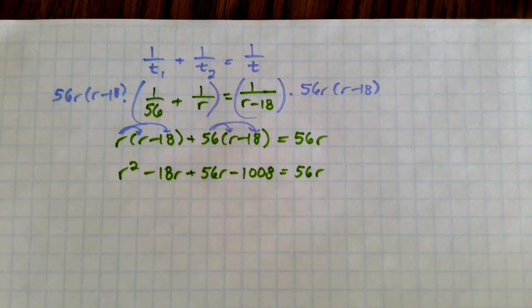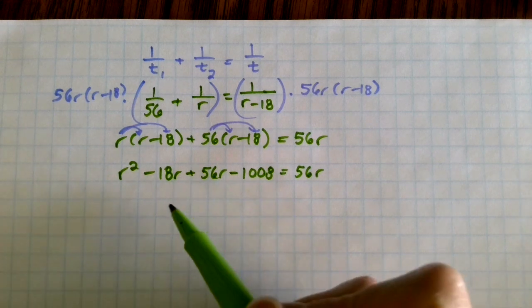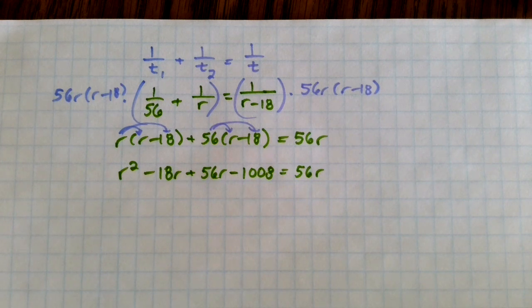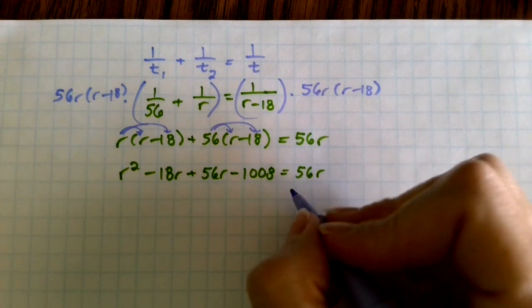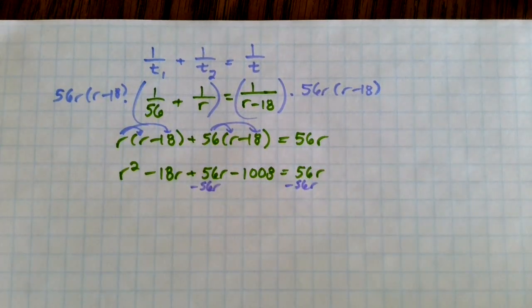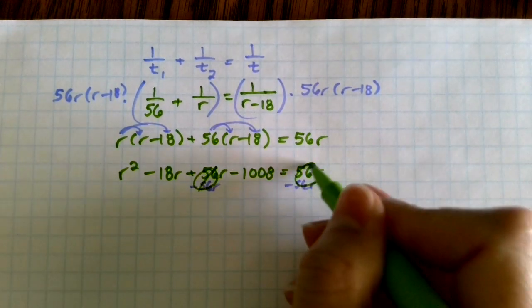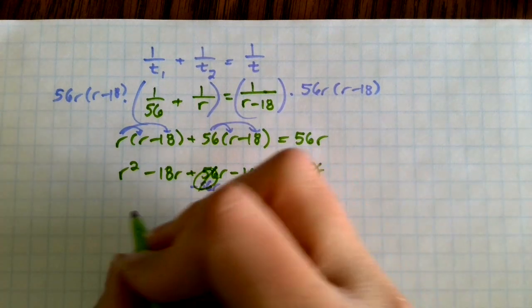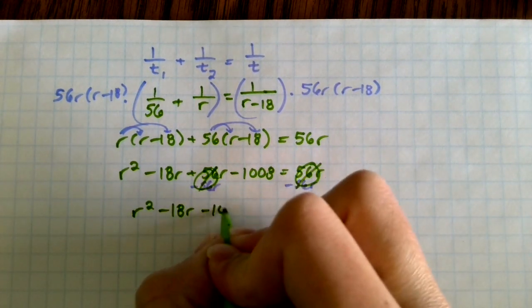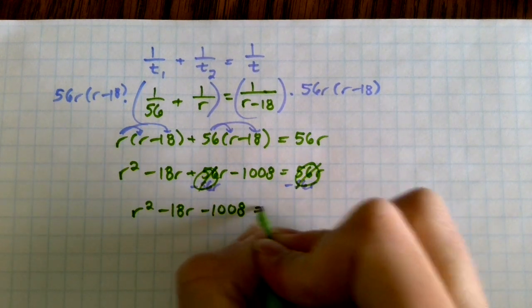Now, we do need to get this in standard form since this is a quadratic. So to solve a quadratic, it needs to be in standard form so that you can FOIL it, or not FOIL, excuse me, factor it. And so we're going to subtract 56r from both sides to start. And the reason I'm doing that first is because this is going to end up canceling out. And so our trinomial, our quadratic here, it's going to be r squared minus 18r minus 1008 equal to 0.